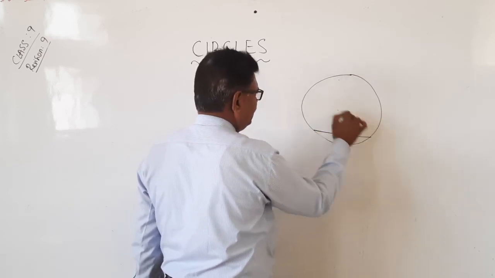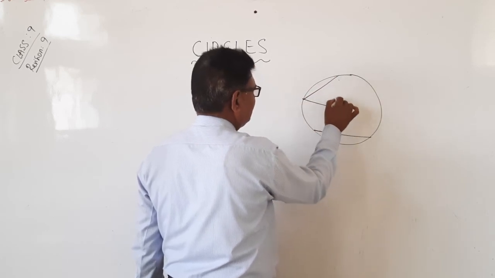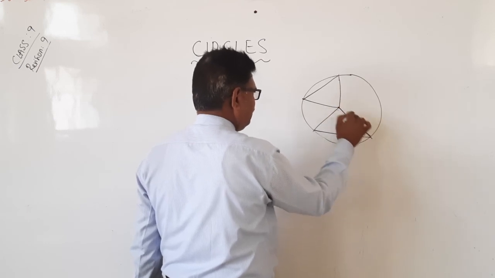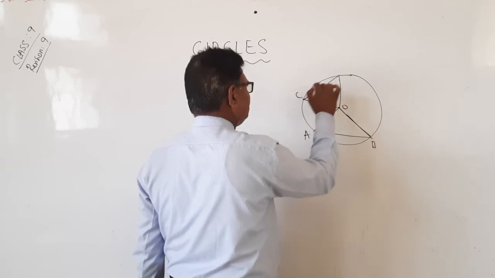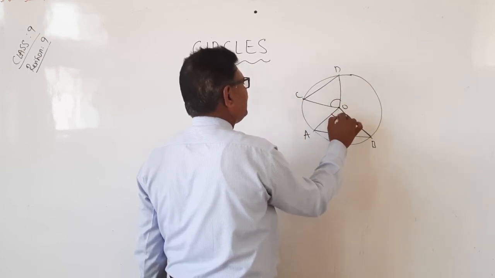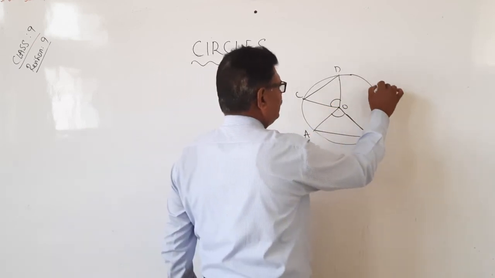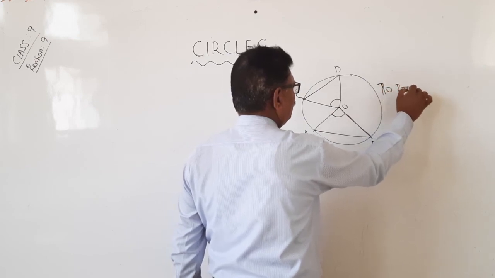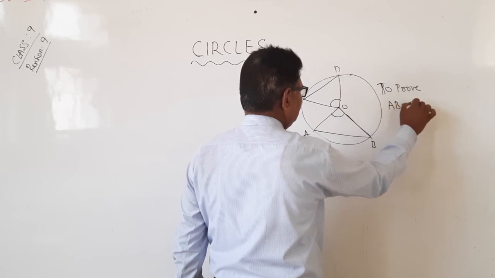Here you take two chords, center O, chords AB and CD. It is given that these two angles are equal. Then we have to prove that AB equals CD.